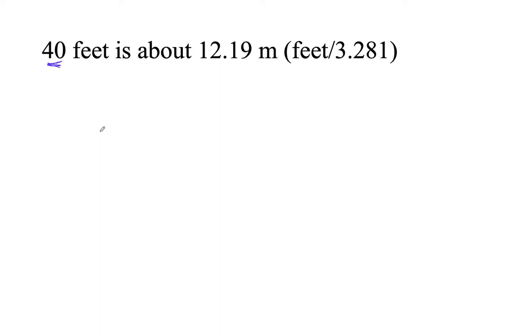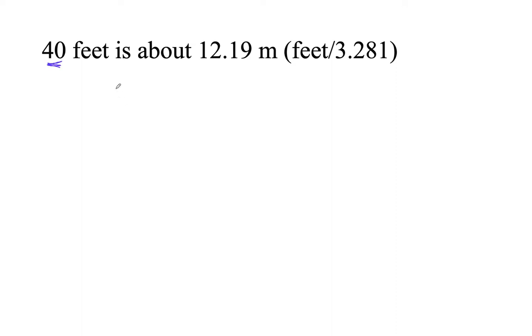Like for example, one of my shoes is almost exactly a foot. So if I go heel to toe 40 times, that would be 40 feet, right? So just be creative about that. And 40 feet is about 12.19 meters. I got that by just dividing by 3.281. That's 12.1914 if we want to be even more accurate.